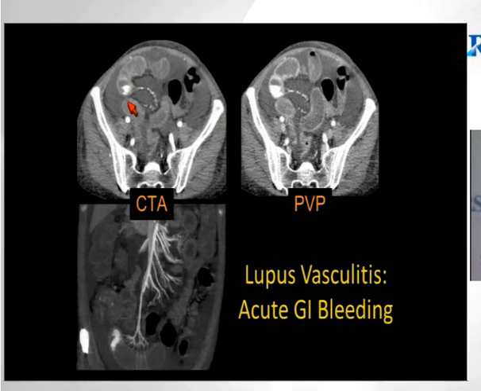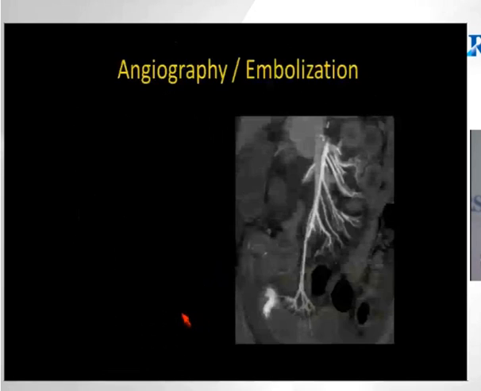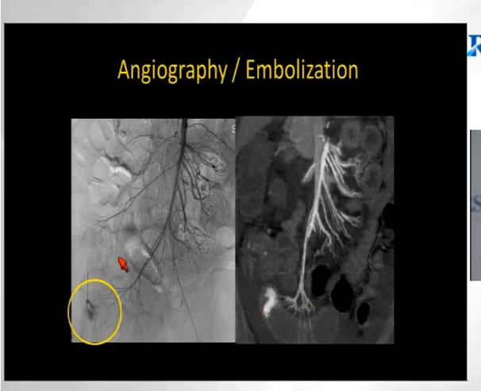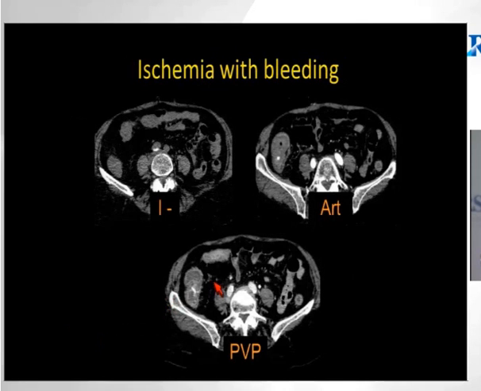And here we have the CTA, the portal venous phase. Clearly, there's a very significant blush of contrast. We provided the map for the interventionalist to come in and do a selective angiogram, as shown here, and the patient was subsequently embolized and treated.